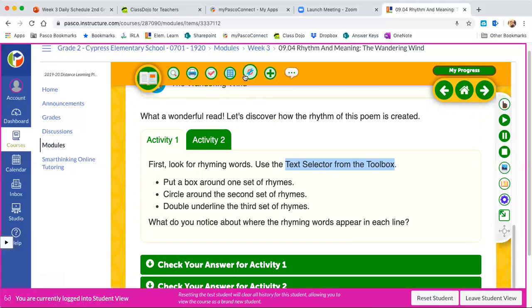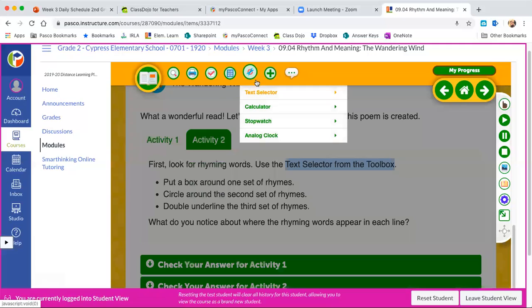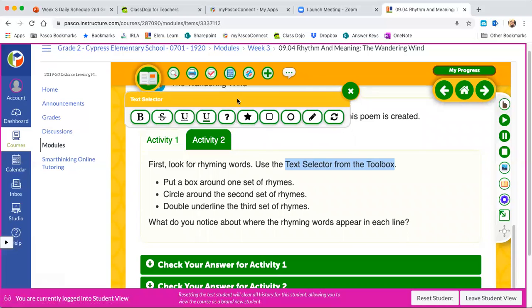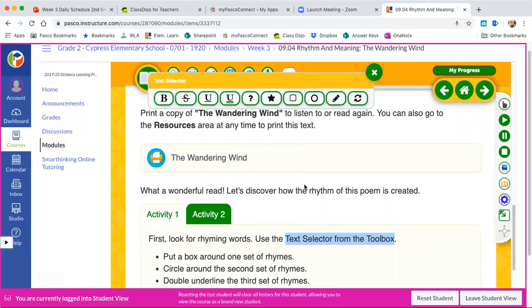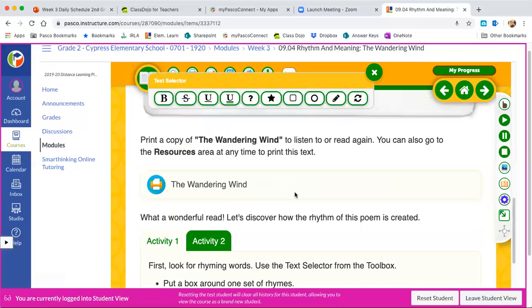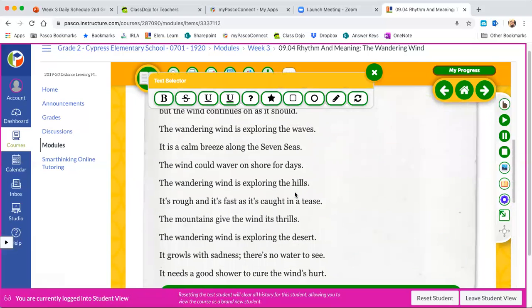If you scroll up here, you have several pictures at the top. This one right here looks like a wrench in front of a gear. You guys see that? If I click on that, the very top one says Text Selector. I'm going to click on that and this box pops up. I can move this out of my way anywhere on this screen.